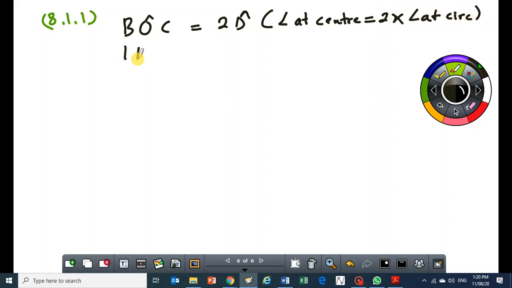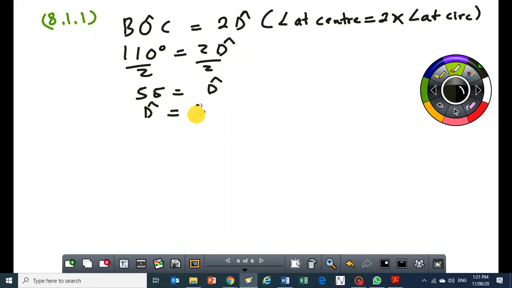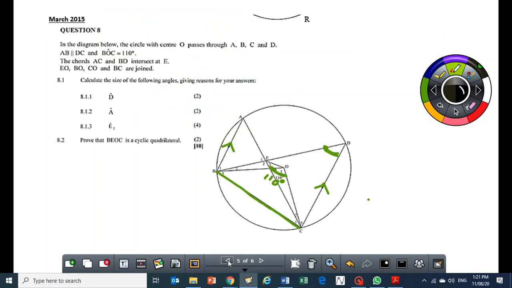Right? And this is 110 degrees, and that's equal to 2D. So we divide both sides by 2, and get 55 is our D. So our D is equal to 55 degrees. Right? So our angle D is equal to 55 degrees. Alright? Then angle A is this angle. Okay? Angle A is that angle there.